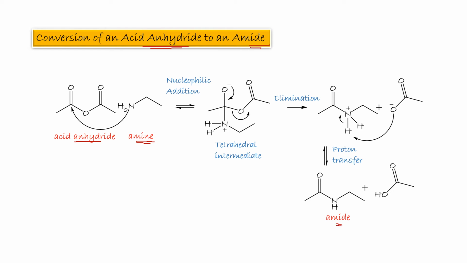Okay? If we start with NH3, we'll end up here with NH2, primary amide. If we have here NHR2, we will end up with NR2 here, okay, and that is tertiary amide. In this case, we started with primary amine and we end up with secondary amide.